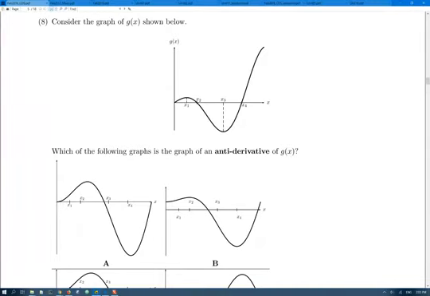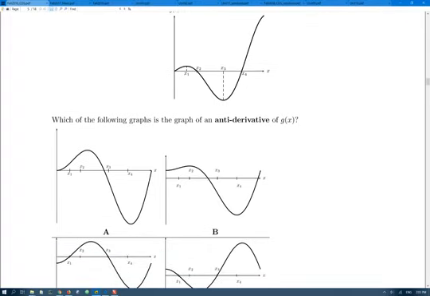So this one is making me wish I had better screen capture tools so we could cut and paste it.